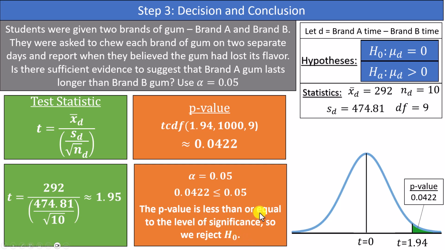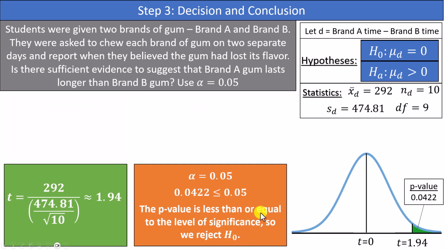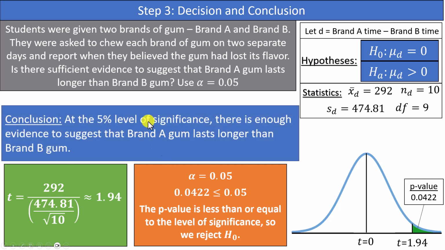All right, finally, we can go ahead and write our conclusion statement using the template that we're hopefully familiar with at this point. So at the 5% level of significance, there is enough evidence, since we rejected the null hypothesis, we're going to say "is" rather than "is not," to suggest that the brand A gum is lasting longer than the brand B gum. It seemed like that was the case from our sample. 292 seconds more for the brand A compared to the brand B is really what this is saying, and that was enough evidence to say in the population that that trend is also probably going to hold.